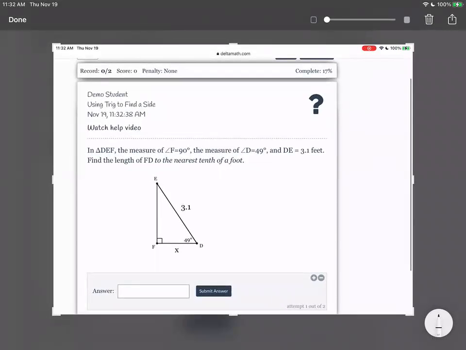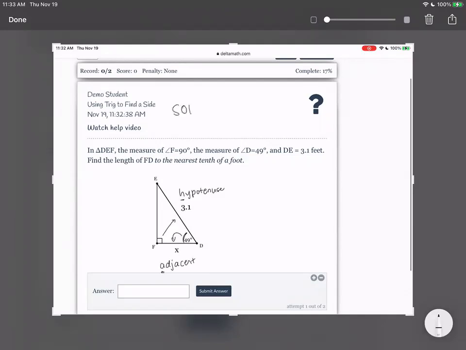Okay, so our reference angle is the 49 degrees right over here. And we need to figure out, okay, what is that 3.1? The 3.1 is directly across from the right angle, which makes it the hypotenuse. Okay, so we have a hypotenuse, and we also have the side x, the side we're looking for. So is that adjacent or opposite? Well, it's right next to the 49 degrees. In fact, it touches the 49 degrees. So this is adjacent because it's right next to it. So we have the adjacent and we have the hypotenuse.